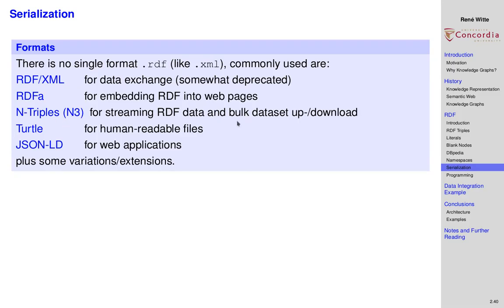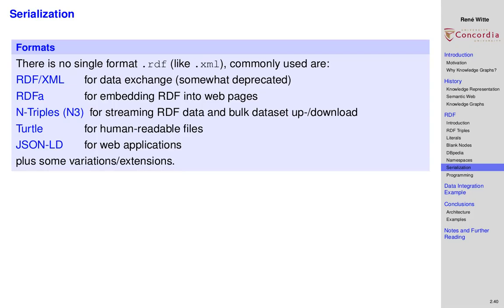When you do development and want to have a file that you edit manually just for development and testing purposes, there is a format that's made especially to be human readable, and that's called Turtle, which I'll show you in a minute. And then again, there is another format typically used for web applications, JSON-LD. Many client-side web tools work with JSON data, so there is a way to encode RDF in JSON as well. So these are the major formats, and then there are some additional extensions and variations.